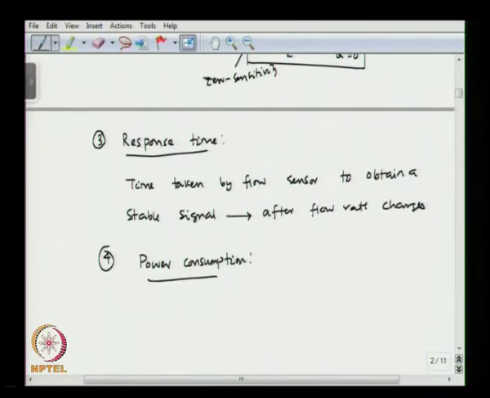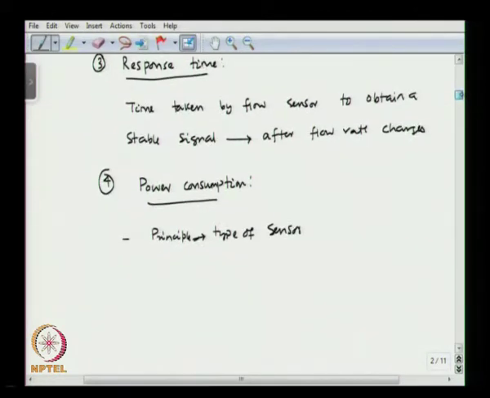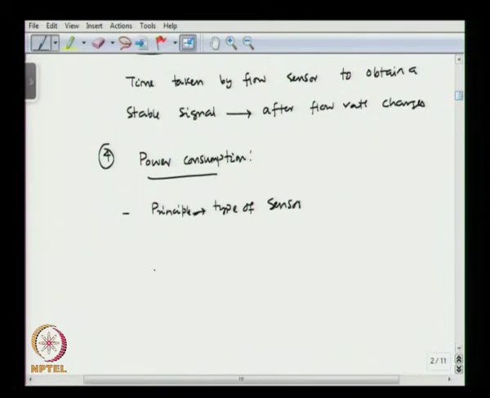And the last parameter is the power consumption. Power consumption can depend on the principle of the sensor and also the type of sensor. Because of the miniaturized size, typically microflow sensors will operate using energy of the order of milliwatts.